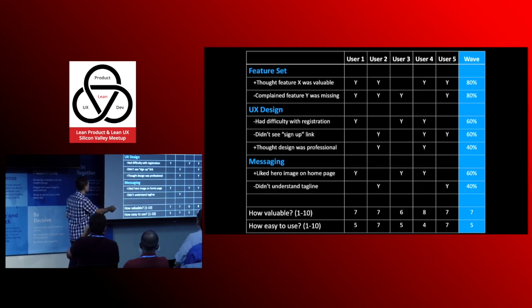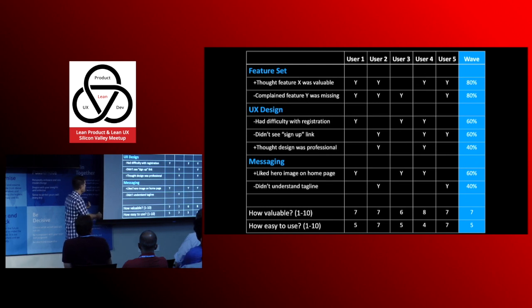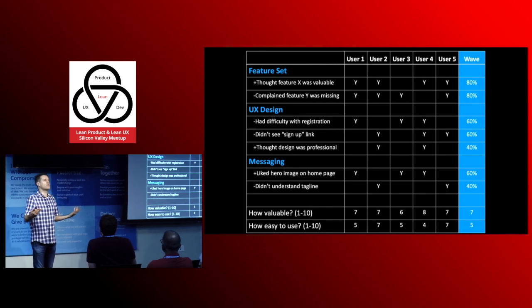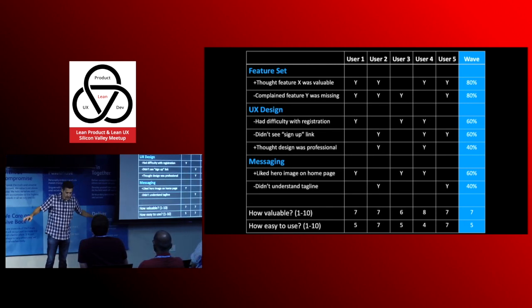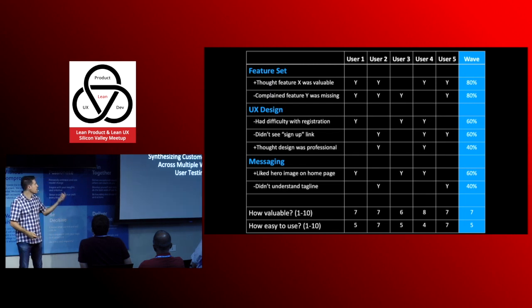And let's try to get this sign up link fixed, right? And then why not, if we can, taglines are easy to change. So let's try to do that. That would be our to-do list, and we would iterate and say, okay, let's go rework our designs based on that. We're adding, reworking our feature set and reworking our designs, and we come up with a new prop mockup and we go and test wave 2.